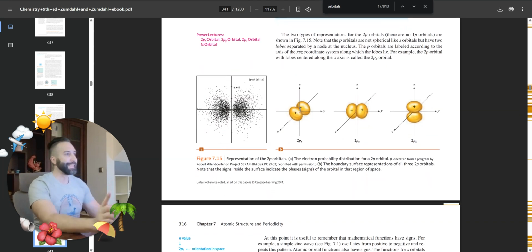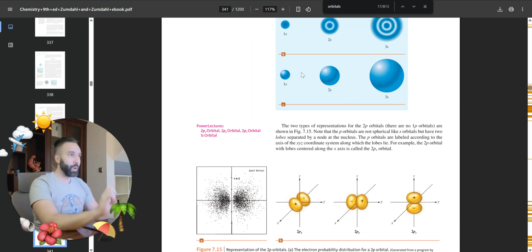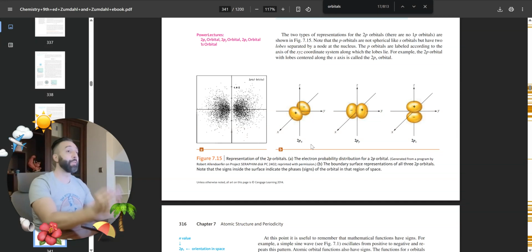The p orbital is not so easy to remember. Please ignore this plus and minus. This plus and minus have nothing to do with actual charge. This is just showing the sign. It's something connected to quantum physics, which we don't need now. So we have only one s orbital in each energy level, right? But we always have three p orbitals, right? This is how they look.